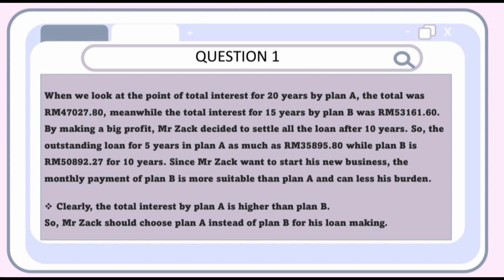So, the outstanding loan for 5 years in Plan A is 35,895.80, while Plan B is 50,000 892.27 for 10 years. Since Mr. Z wants to start his new business, the monthly payment of Plan B is more suitable than Plan A and can lessen his burden. So clearly, the total interest of Plan A is higher than Plan B. So Mr. Z should choose Plan A instead of Plan B for his loan.